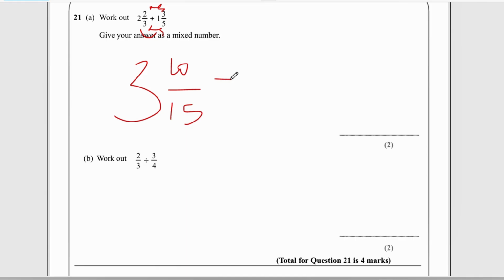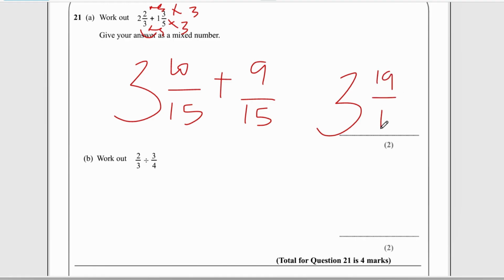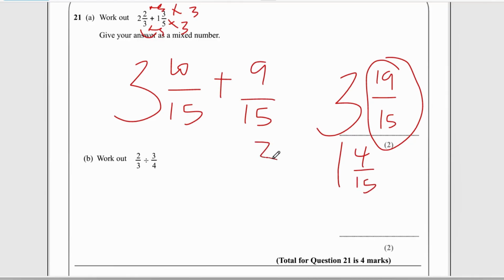Then on the other side, you have 3 over 5. So look at the denominator. 5 times 3 will give you 15. So you do times 3, and that is 9 over 15. So this is 3 whole numbers, 19 over 15. Now you cannot leave your answer like that. That would be improper. So change 19 over 15 to a mixed number. That's 1 whole number, remainder 4 over 15. So you add the 1 to 3. So 3 plus 1 will give you 4 whole numbers, remainder 4 over 15. And that is the answer.